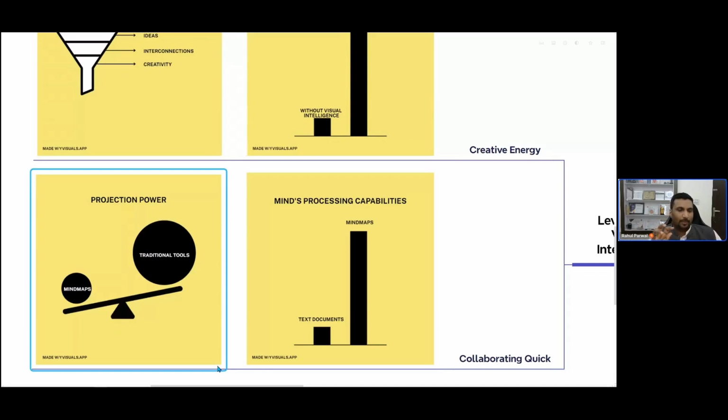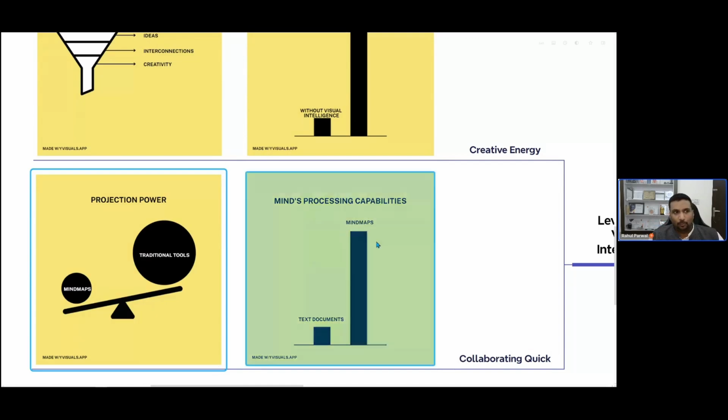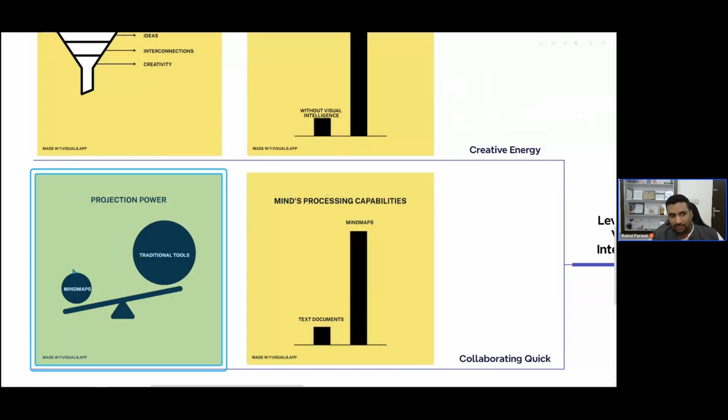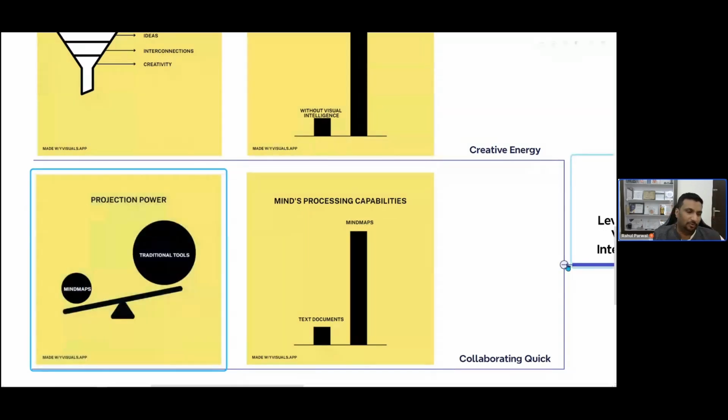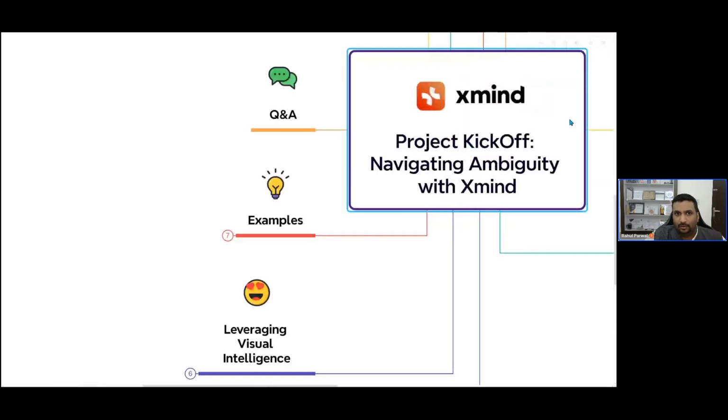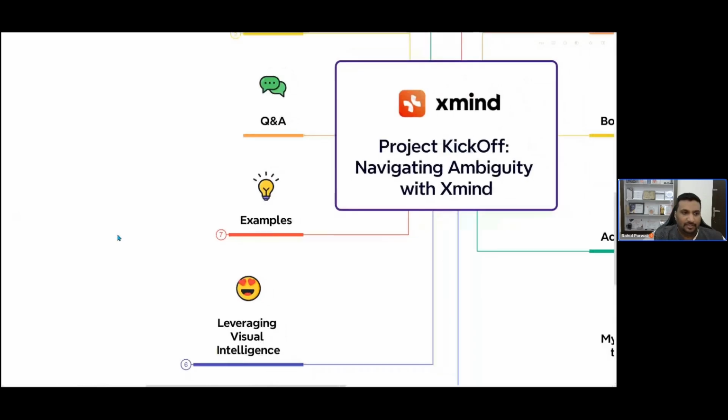So even with a small mind map, you can project a lot better about what you are thinking and what you want to know, what you care about, compared to when you are using traditional tools like a document, Excel file, or some kind of pointers and so on. So the projection power of a mind map, although it's like a small document, is much higher compared to a text document. That's also one of the reasons why I decided to choose this over other things. So that's about leveraging visual intelligence.